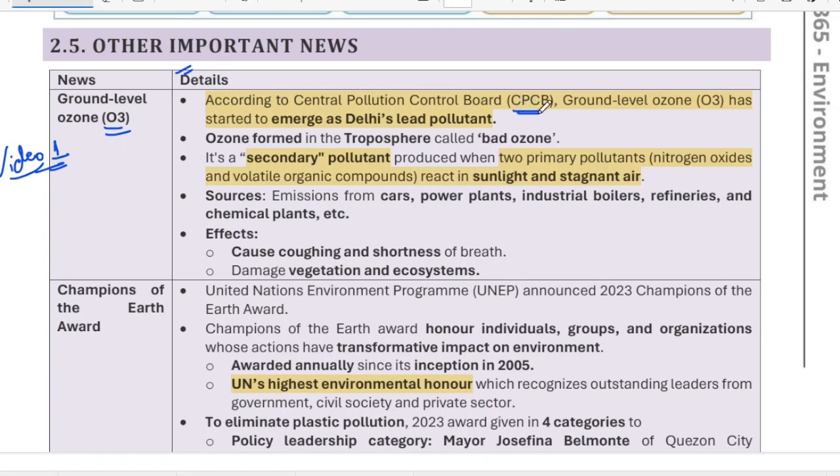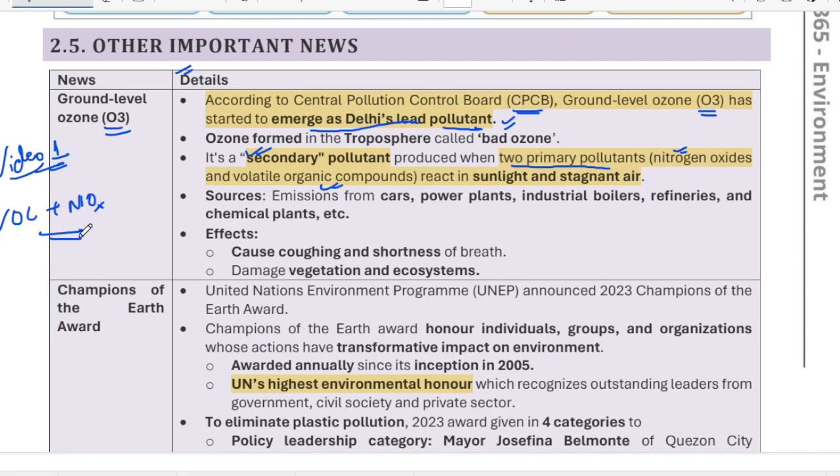We can see that the Central Pollution Control Board has said that ozone has started to emerge as Delhi's lead pollutant. Ozone has started to become the lead pollutant of Delhi. We have already talked about it being a secondary pollutant. It is made from two primary pollutants: volatile organic compounds, VOC, plus nitrogen oxides, NOx.